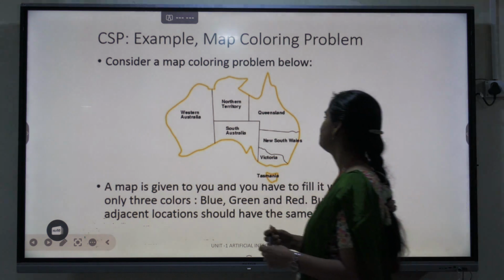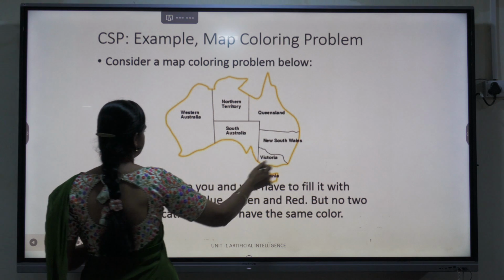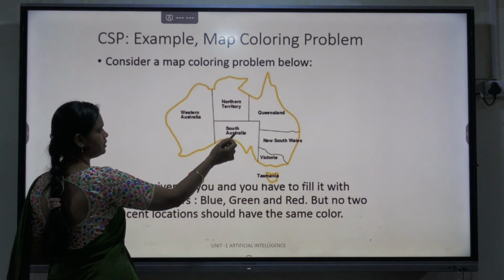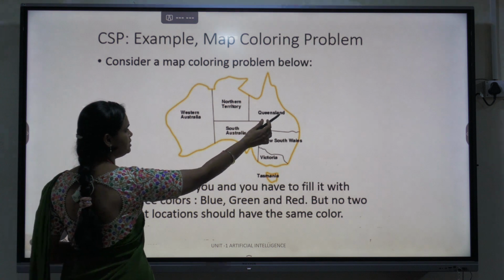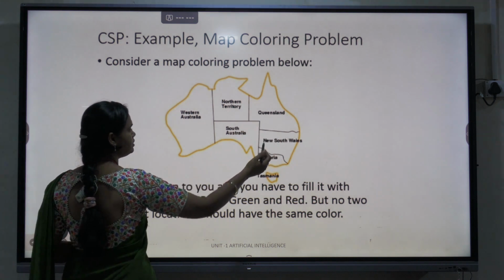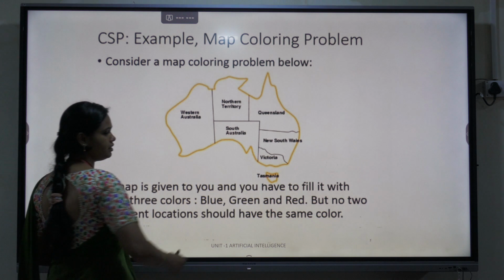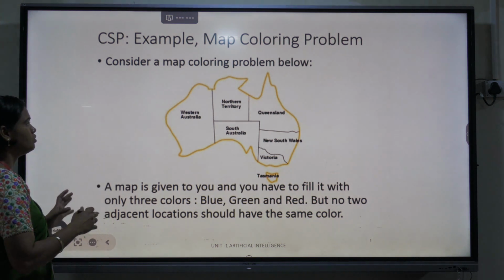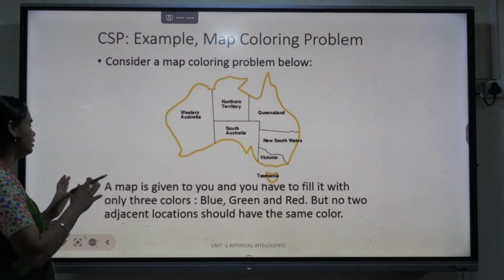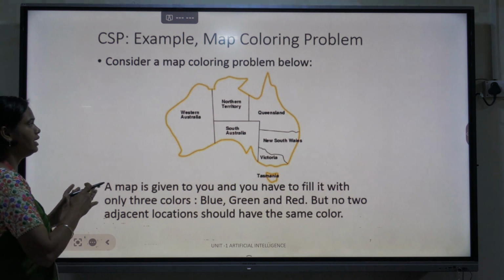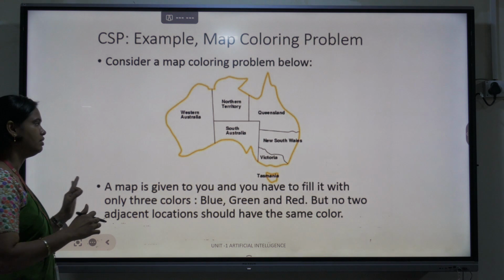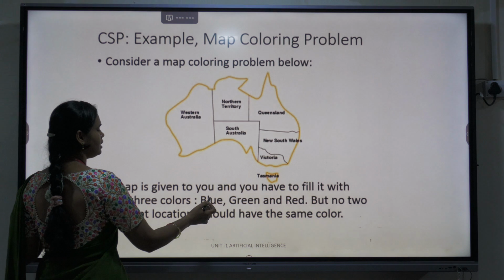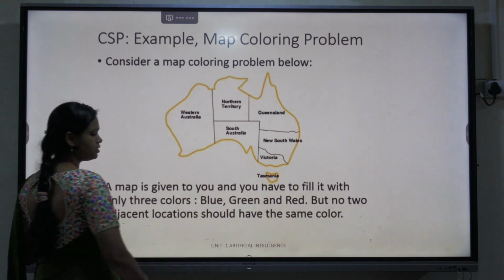Consider this map, which has Western Australia, Northern Territory, South Australia, Queensland, New South Wales, Victoria and Tasmania. So the map is given. The values given for the domain are only 3, where you have to fill the map with 3 colors, which are given as blue, green and red.